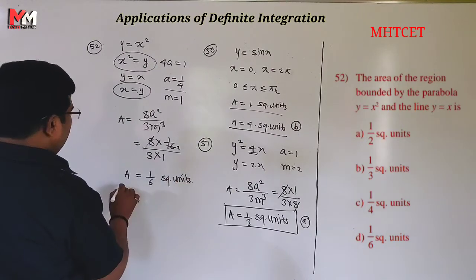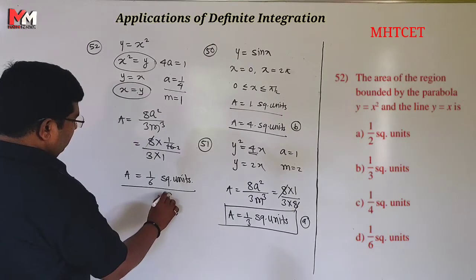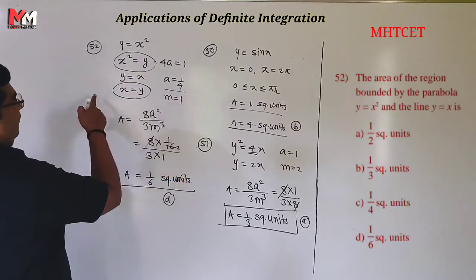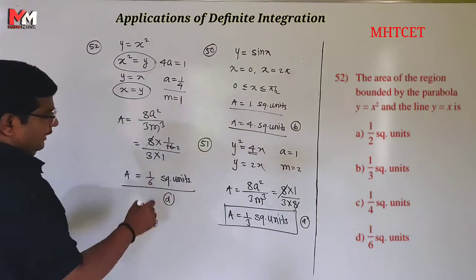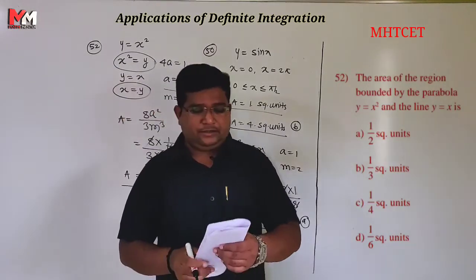So no need to solve by the actual process, solve by the shortcut. So the answer is D. For 50, 51, 52 the answers are B, A and D. Okay, so these three are very simple examples. Let's start the next.